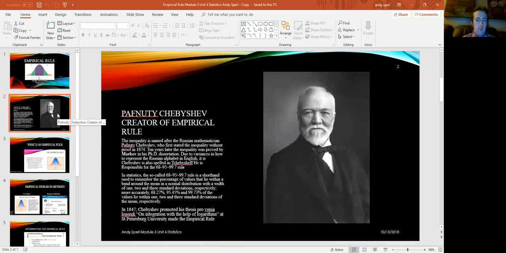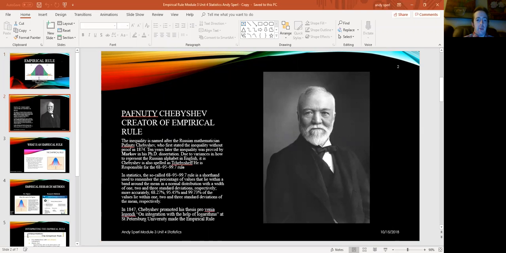The empirical rule was actually created by a Russian by the name of Pafnutij Chebyshev. I can't even say his name. He was the creator of the empirical rule. This inequality is named after the Russian mathematician Pafnutij Chebyshev, who first stated the inequality without proof in 1874.